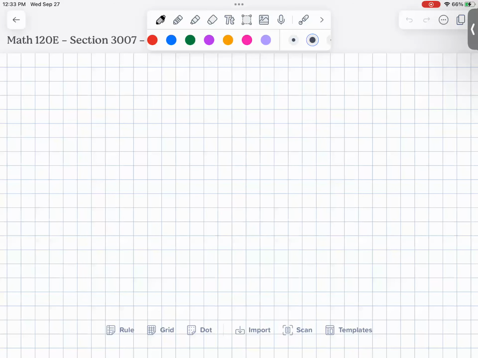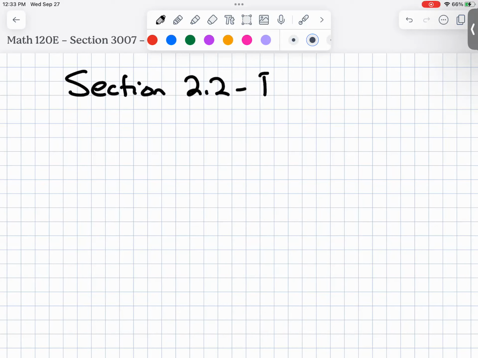We're going to start up a new section, which is a new chapter, section 2.2, which is on percentages.